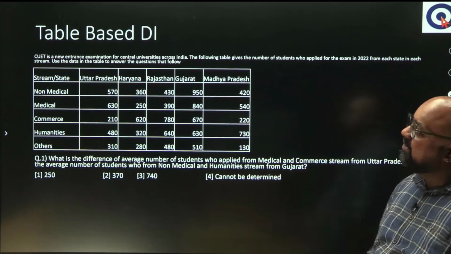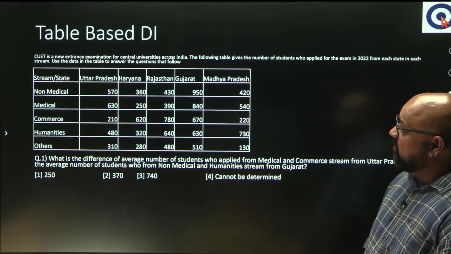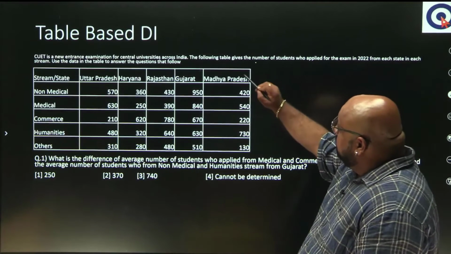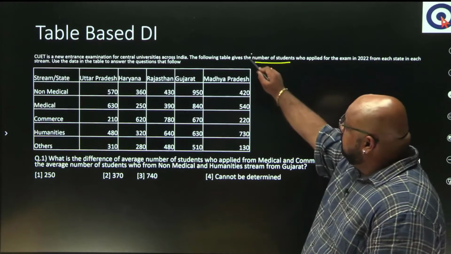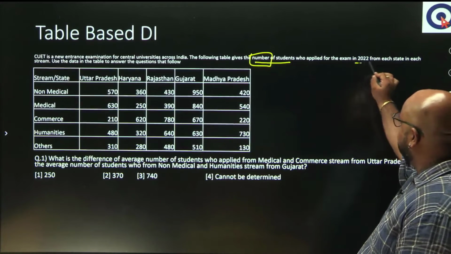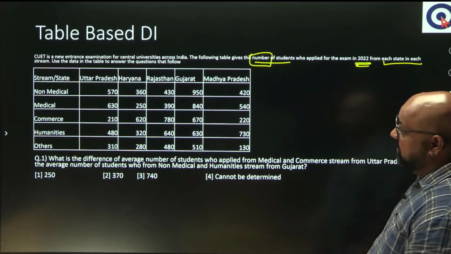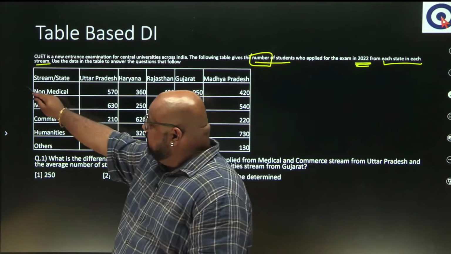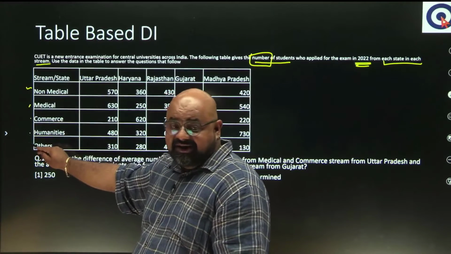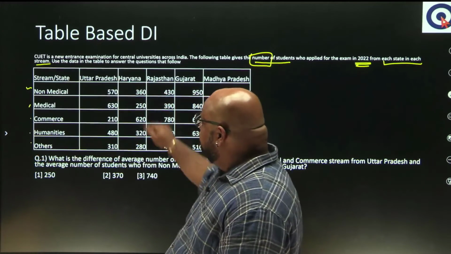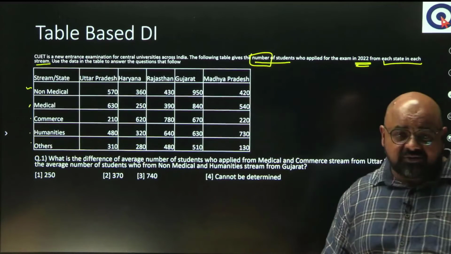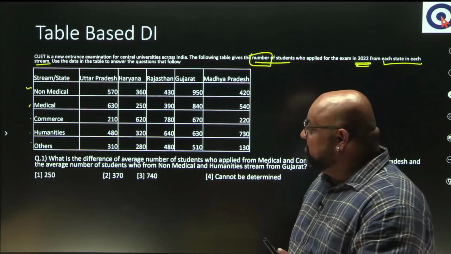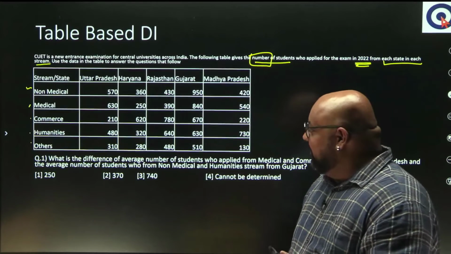So the information says CUET is a new entrance examination that we know for central universities across India. Very good. The following table gives the number of students who applied for the exam in 2022 from each state in each stream. Okay. So basically, non-medical, medical, commerce, humanities and others students applying from UP, Haryana, Rajasthan, Gujarat, Madhya Pradesh. That is what the data talks about. Of course, the number of applicants is much larger. Uttar Pradesh is 3.3 lakhs.